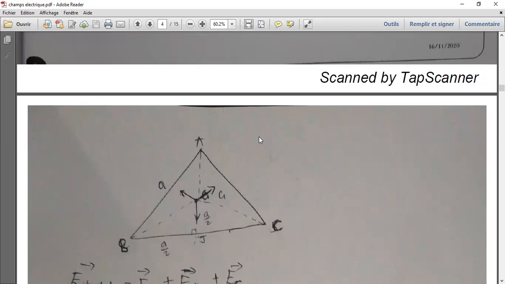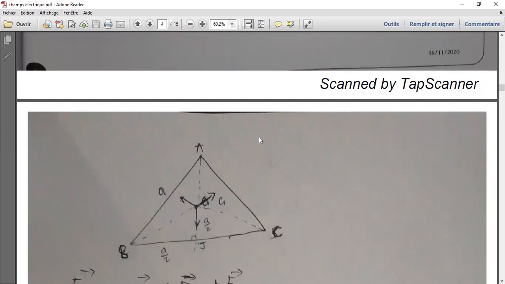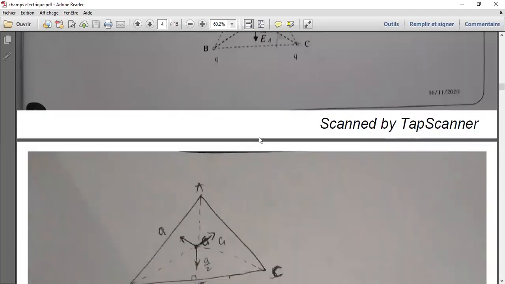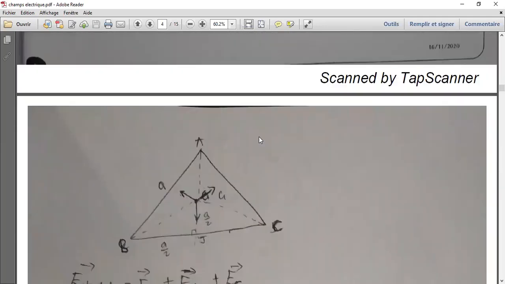The distance from what? From B to J and from G to J are the same. Yeah, that's what I'm saying. The distance from B to J and J to G are the same.